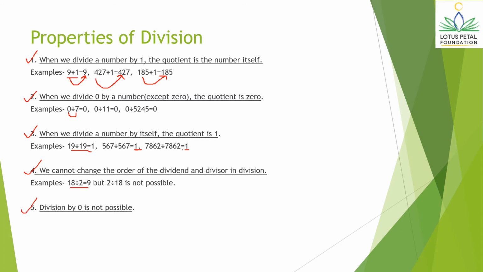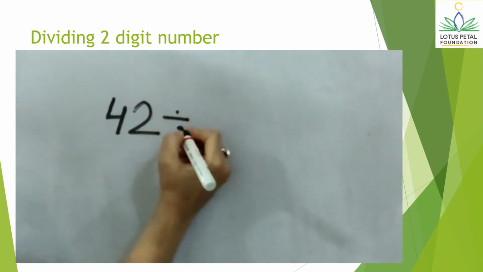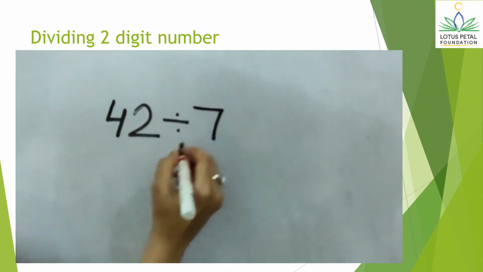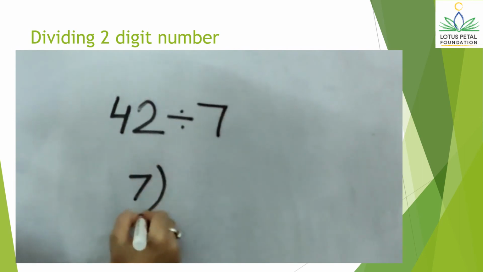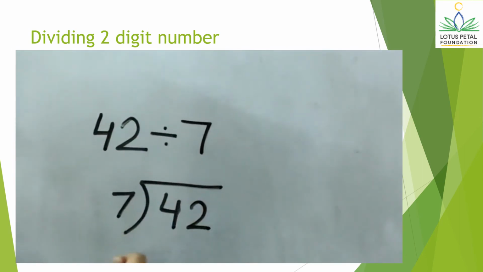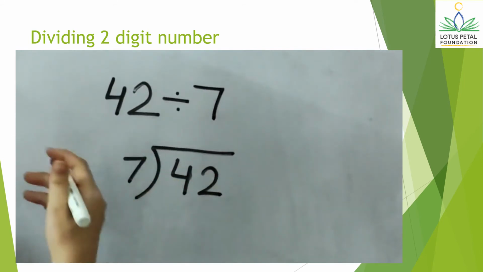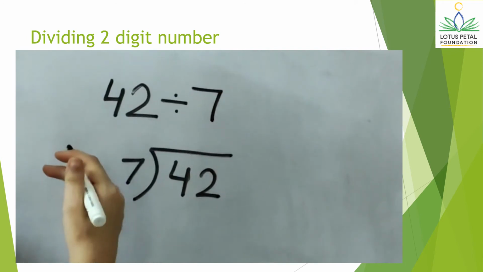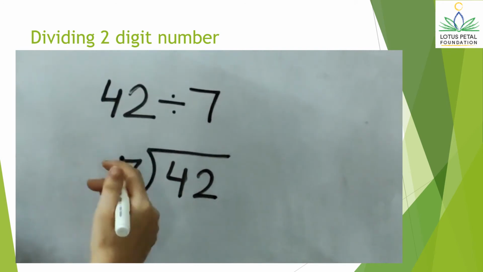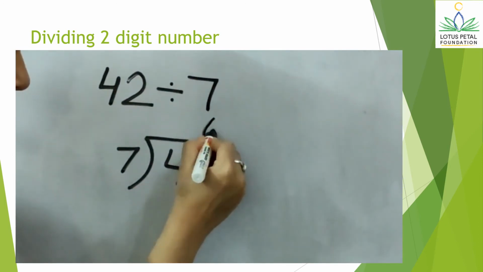Coming to our next property, which says division by 0 is not possible. If you want to divide 42 by 7, you will write 7 over here, you will write 42 over here, and you have to do the table of 7. 7 1 is 7, 7 2 is 14, 7 3 is 21, 7 4 is 28, 7 5 is 35, 7 6 is 42. So you will write 6 over here.